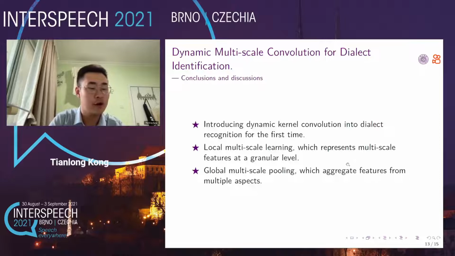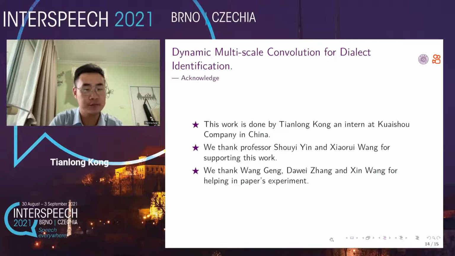Finally, we summarize our work. First, we introduced dynamic kernel convolution into dialect recognition for the first time. Second, we propose local multi-scale learning, which represents multi-scale features at a granular level. Thirdly, global multi-scale pooling is used for dialect identification, which aggregates features from multiple aspects.